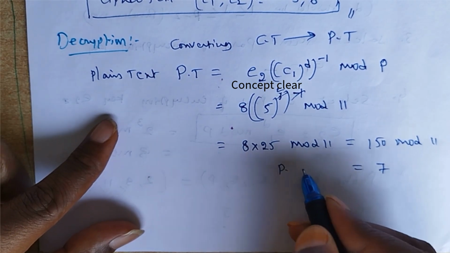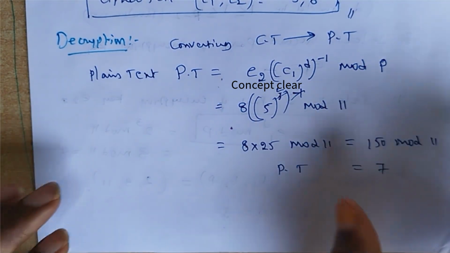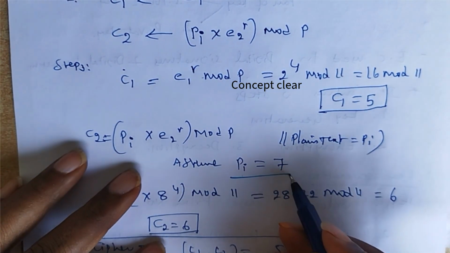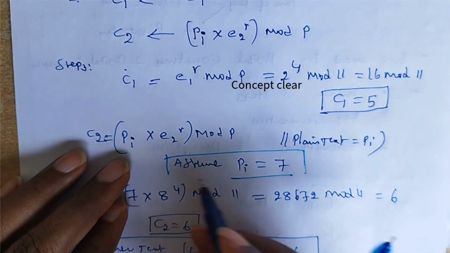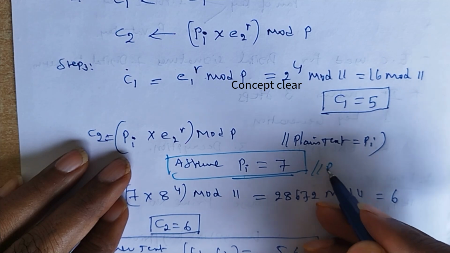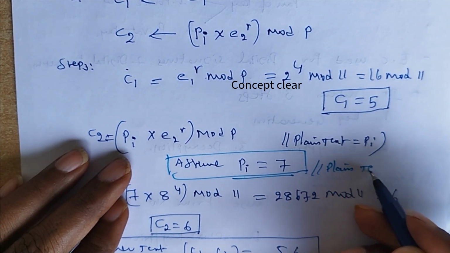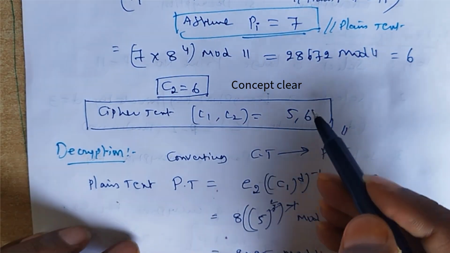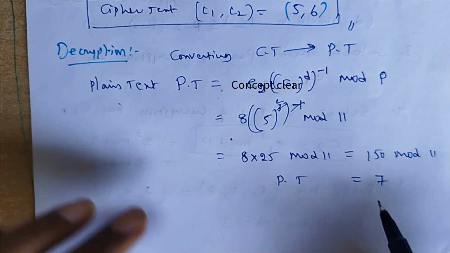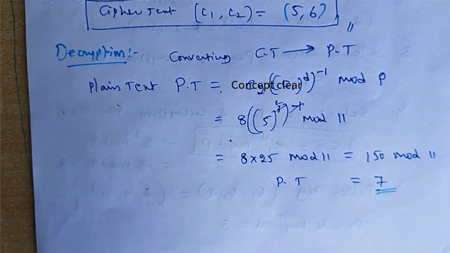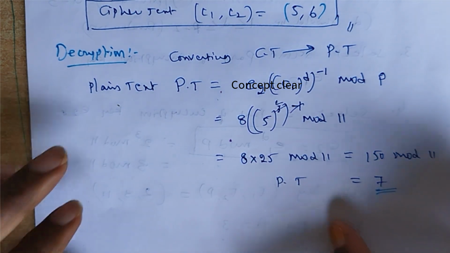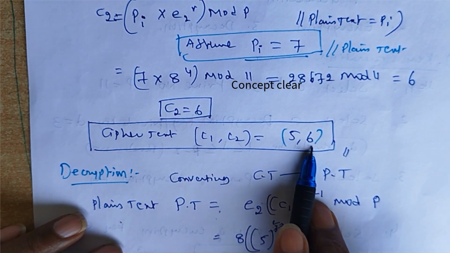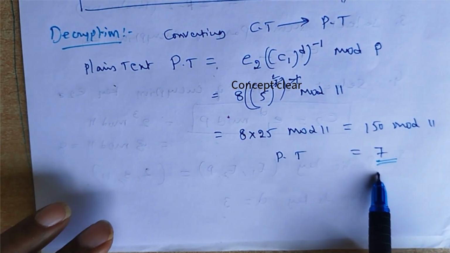So what is the plain text here? 7. What was the previous plain text we took? We assumed the plain text is 7. That plain text 7 is encrypted as 5,6, and after decryption also we got 7. What was the plain text we assumed? 7. After encryption that is converted as 5,6. Again the plain text is converted back to 7.